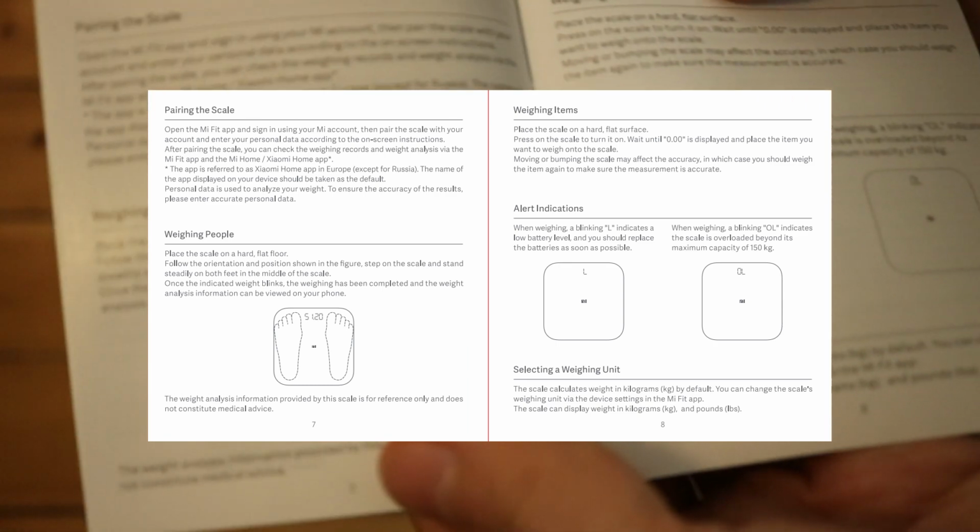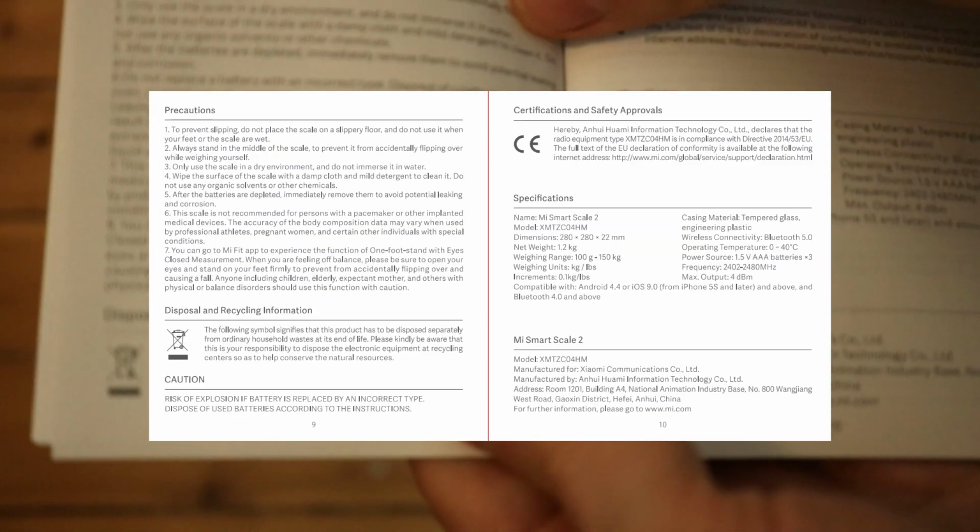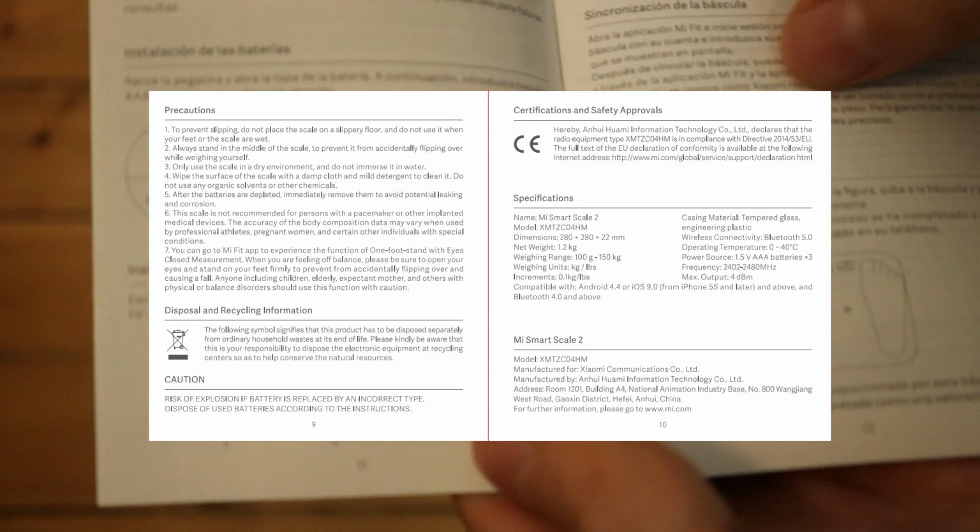I think it said you do that in the app. Yeah, you can change it under device settings in the app. And precautions, and we're done. All right, so let's check for batteries.